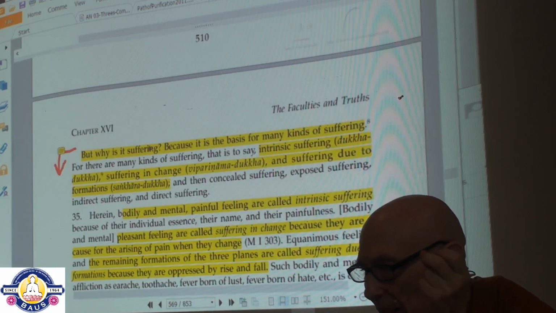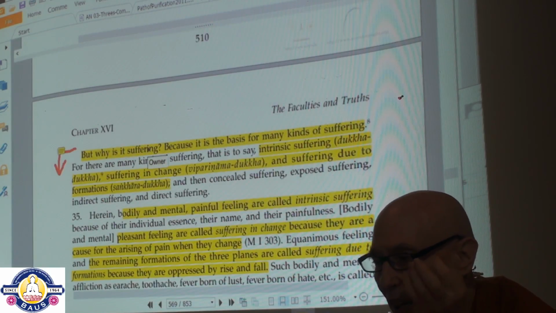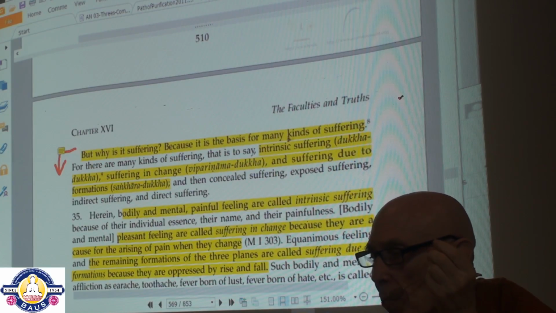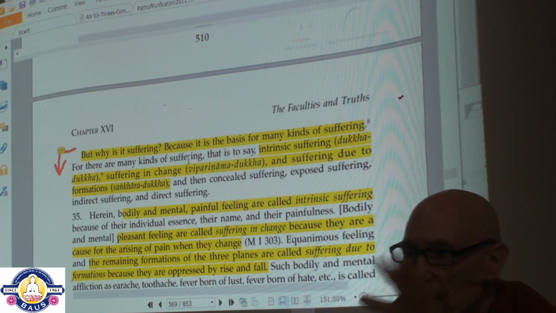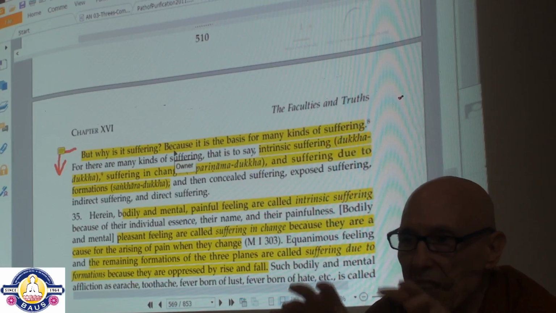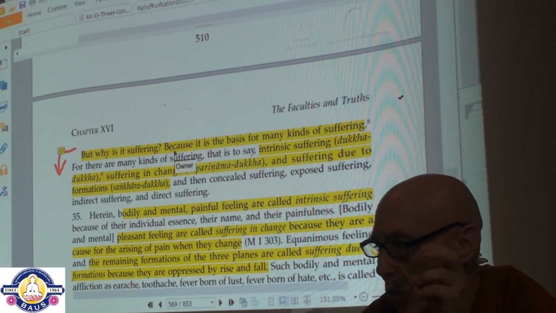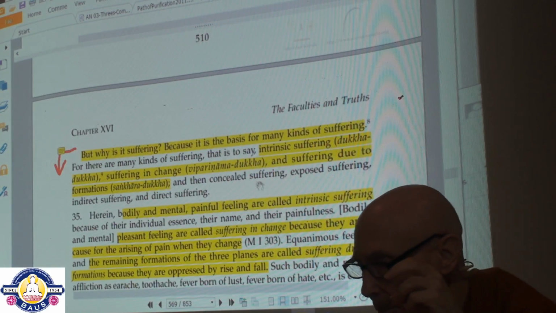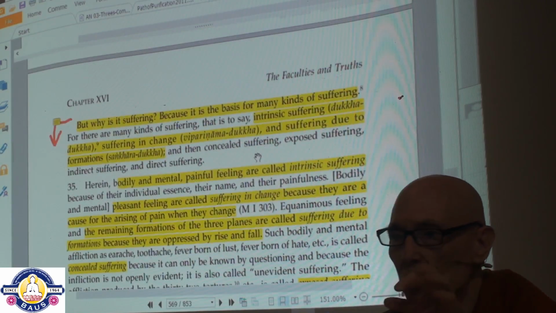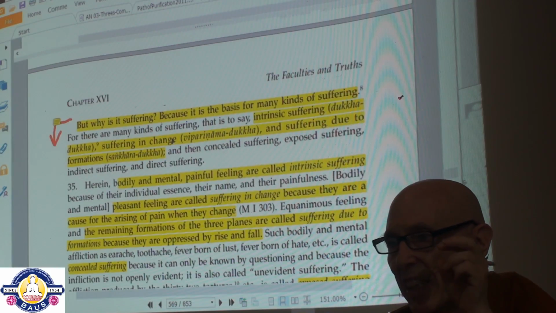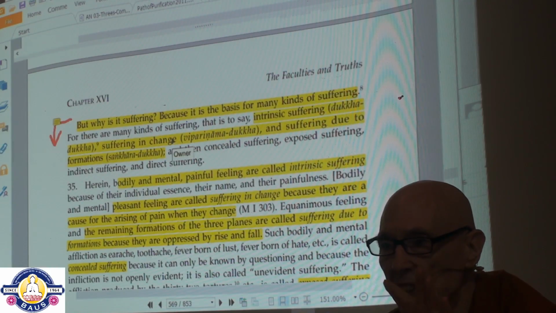Okay, so why is birth called suffering? Why is it said to be suffering? The reason is that it is the basis for many kinds of suffering. Here the text is going to provide different schemes for showing the different aspects of dukkha, the different kinds of dukkha. The one most commonly used for explanation, the one with the strongest foundation in the Pali Canon itself, is an analysis into 3 kinds of dukkha.